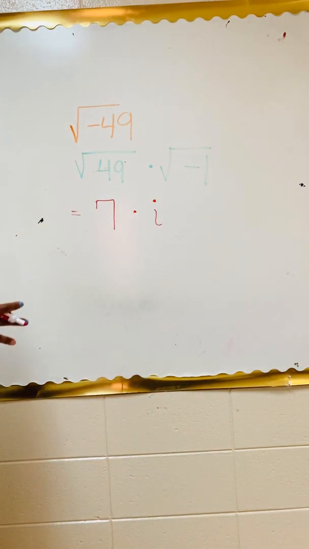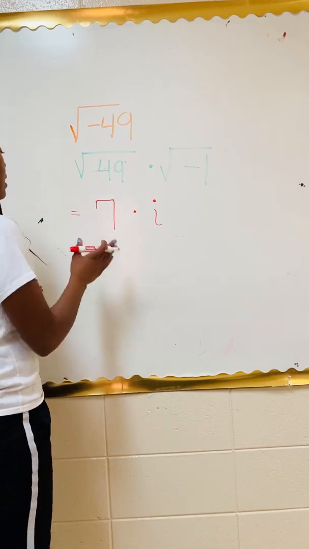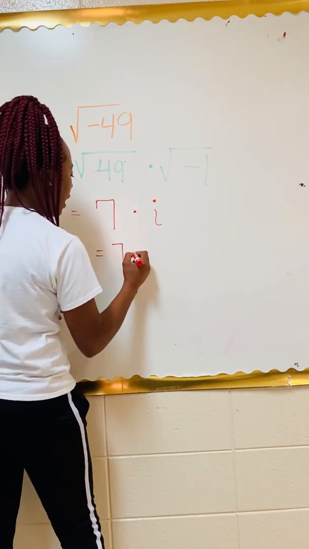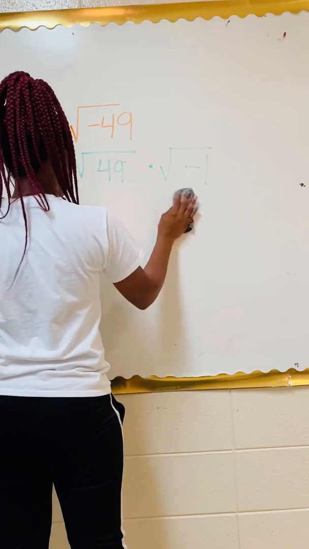Basically, all you're going to do is put these two together so that you don't have this multiplication symbol in the middle, because you don't need it. 7 times i is simply 7i. So your answer for this one, the square root of negative 49, is equal to 7i. Okay? If you need to pause the video, you're welcome to do so. Rewind, fast forward, whatever it is you need to do.